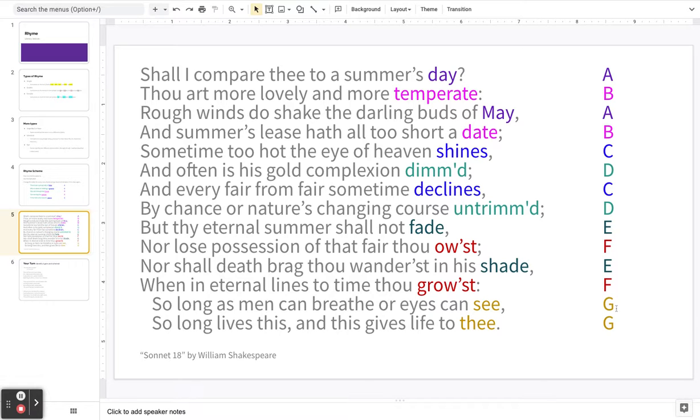New word, new rhyme. There's G. So long lives this, and this gives life to thee. The C rhyme. So it gets the same letter.